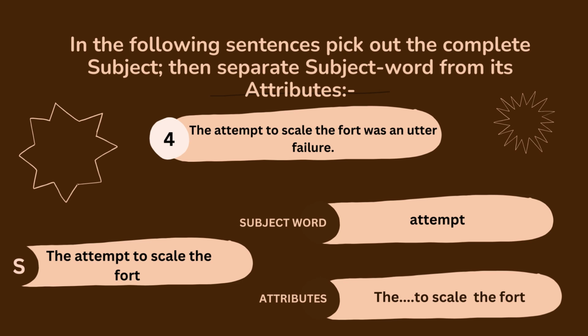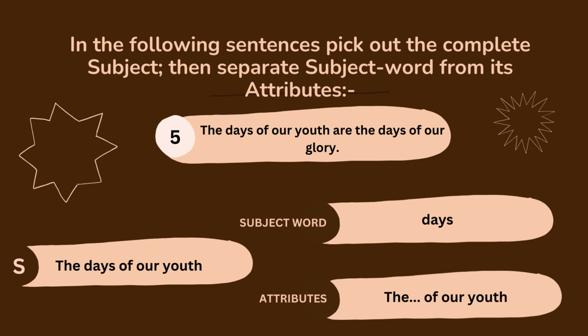Number 4, the attempt to scale the fort was an utter failure. Here we have the attempt to scale the fort as the subject, and the word attempt is the subject word, and to scale the fort are the attributes. Number 5, the days of our youth are the days of our glory. Here the complete subject is the days of our youth, and the word days is the subject word, and the rest of the words, of our youth, are the attributes of this subject word.